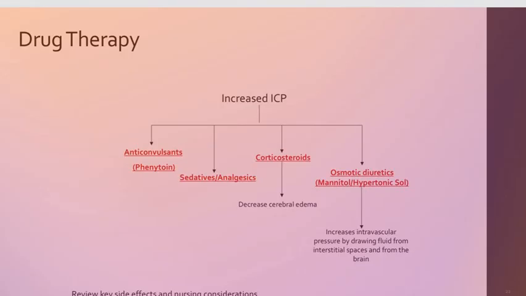It increases the intravascular pressure by drawing the fluid from the interstitial space and from the brain, and will get rid of it from the body. And that's what we have on intracranial pressure. Now let's walk through some of the questions related to NCLEX.